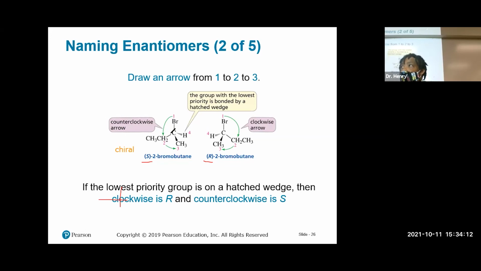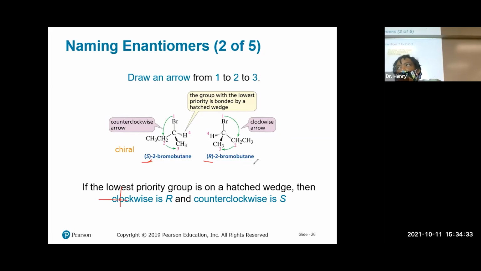So that's how we would distinguish. You know that it's on the second carbon. So this guy is going to be called S-2-bromobutane, where this guy will be called R-2-bromobutane.